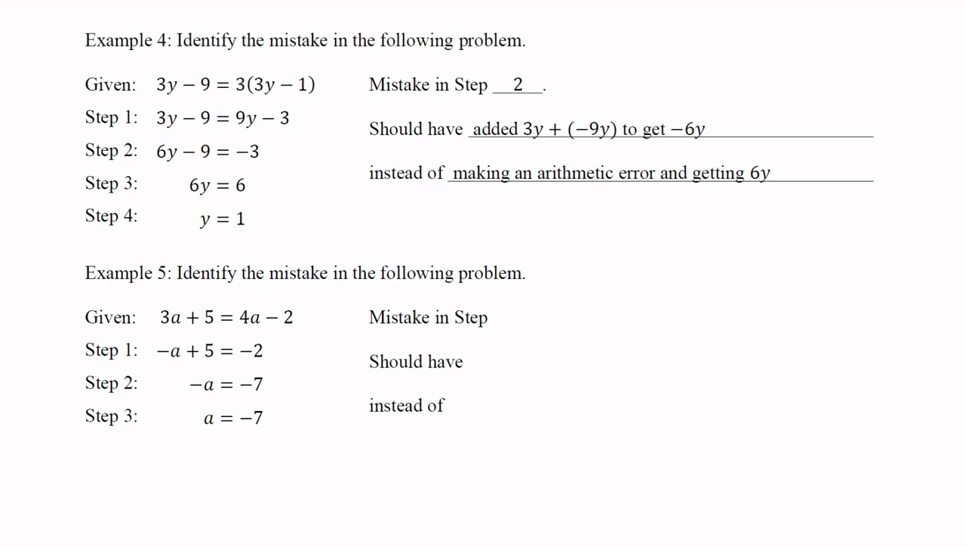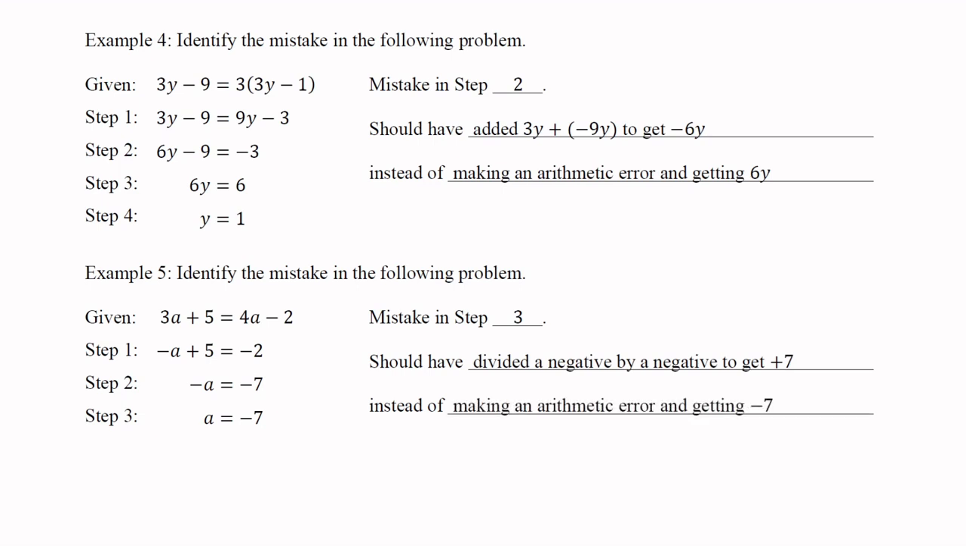And then we're going to divide each side by negative 1 or multiply each side by negative 1. And that's where our error is. Step 3, we should have divided by a negative to get positive 7 instead of making the arithmetic error and getting negative 7.